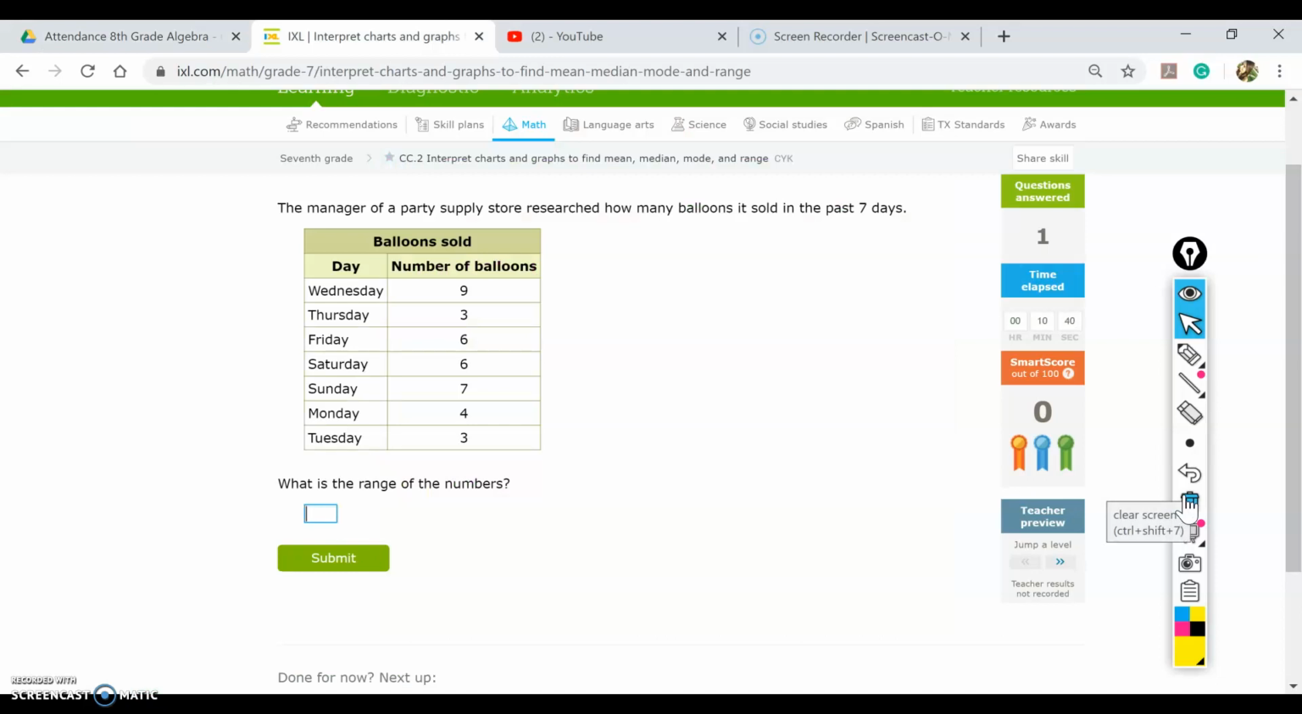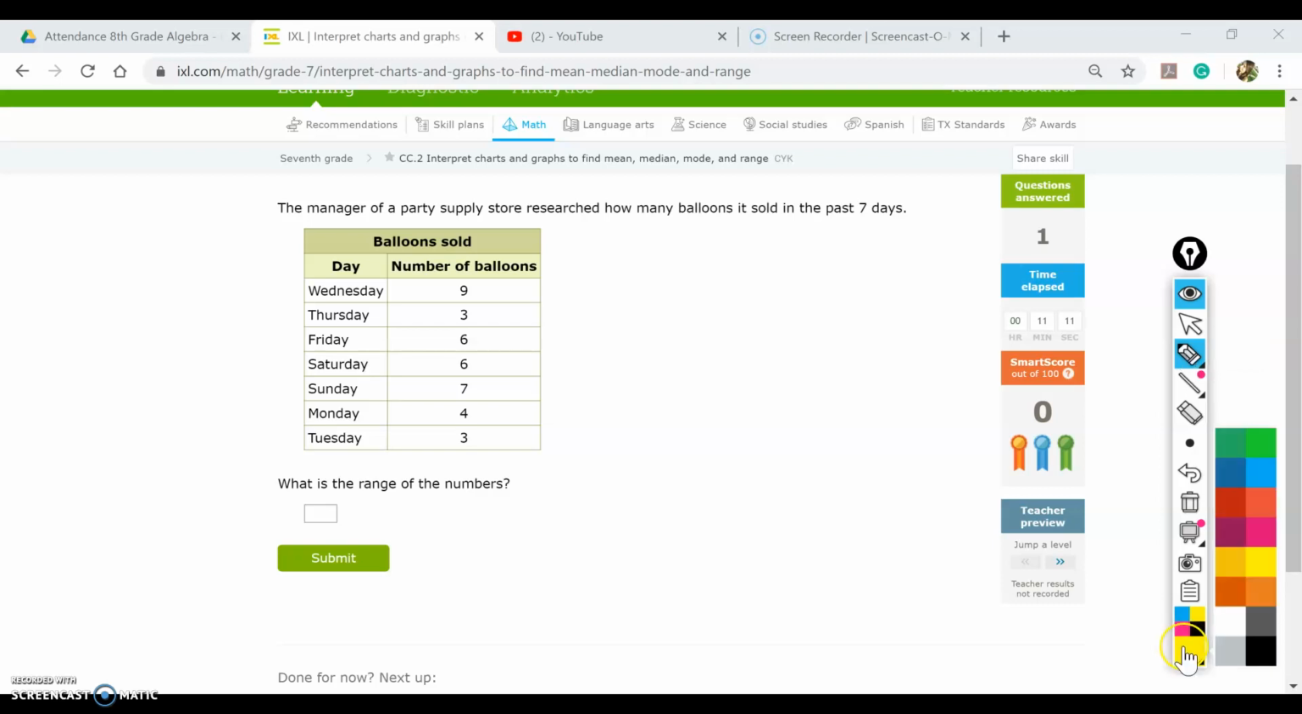So on this skill, we're going to do exactly the same thing. However, now we're going to have graphs and tables, and we're going to be finding the 4 different measures, which are mean, median, mode, range, but from tables and from graphs. So question 1. The manager of a party supply store researched how many balloons it sold in the past 7 days, and they give you a little table. The question is, what is the range of the numbers?